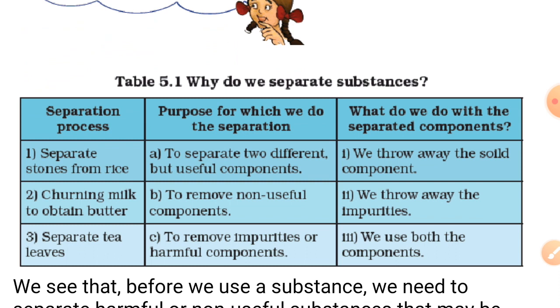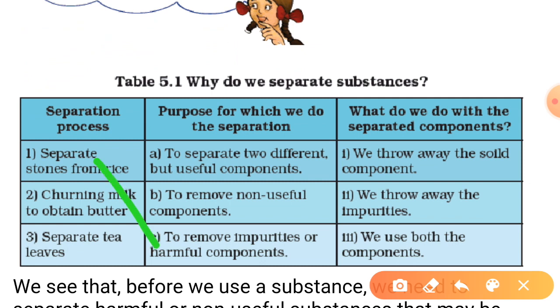Students, in this table you can see 3 columns. Firstly, the separation process has been mentioned. Then the purpose for which separation is needed, and what we do with the separated components. Now, in the first, separate stone from rice. Why do we separate stone from rice? To remove impurities or harmful components. And then what do we do with the impurity? We throw away the impurity. So this way we have matched it.